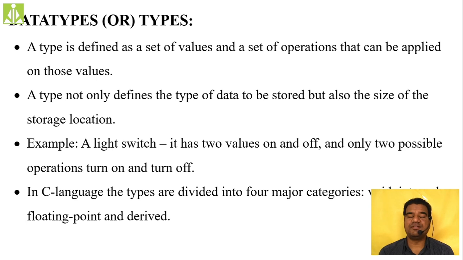A type not only defines the type of data to be stored, but also the size of the storage location. So based on the type you're giving to a particular variable, it also tells the compiler how much memory to allocate. So now the data type is doing three things for us. The first one, it will tell the compiler what type of values we are going to store in that variable. The second one, what type of operations we are going to perform on those variables. And the third one, how much memory we have to allocate for those variables. These three things your data type will tell to the compiler when you are creating a variable.